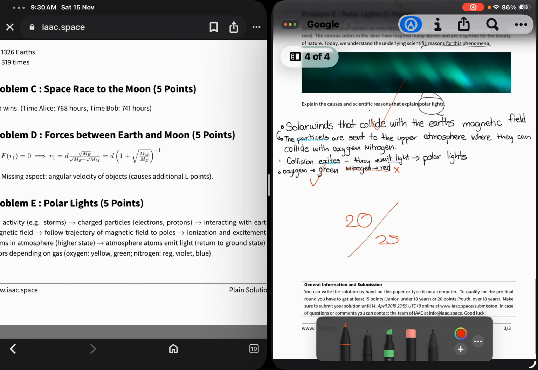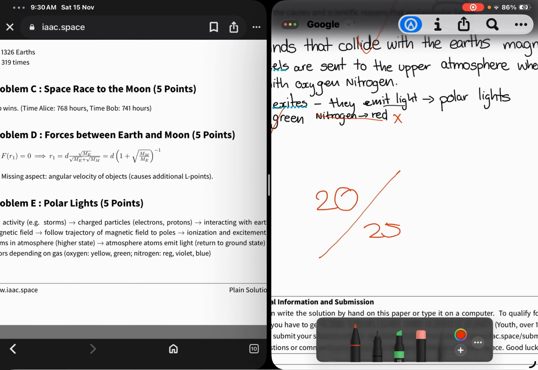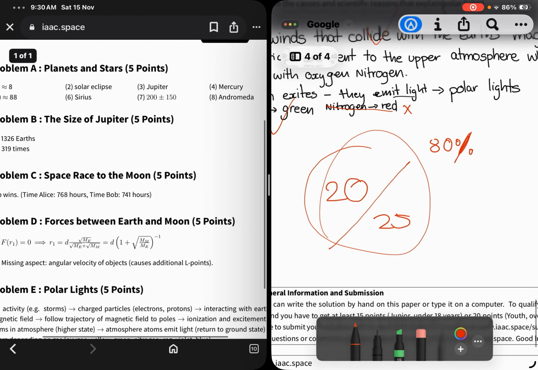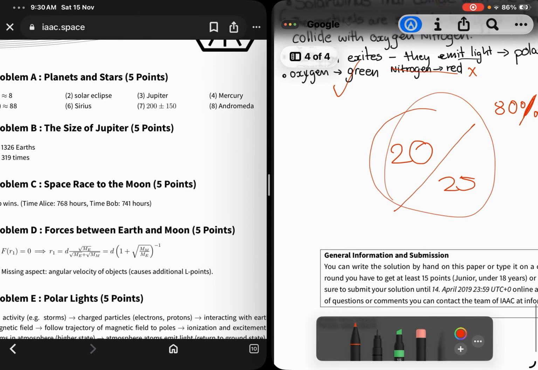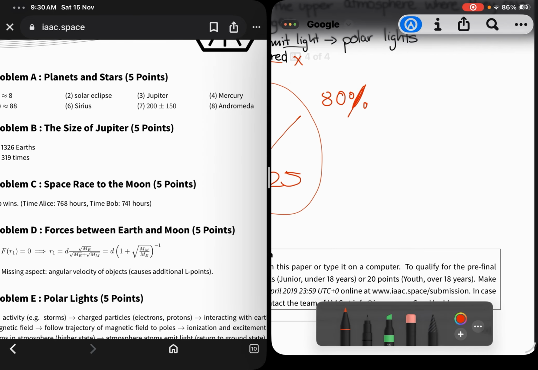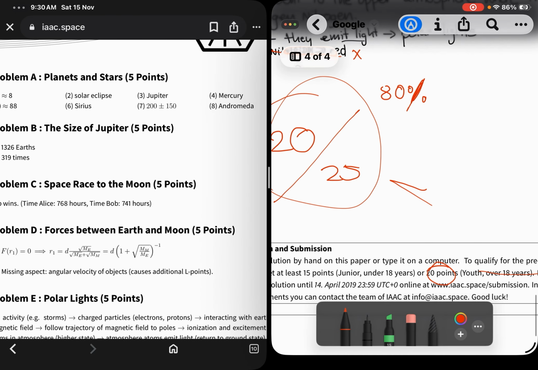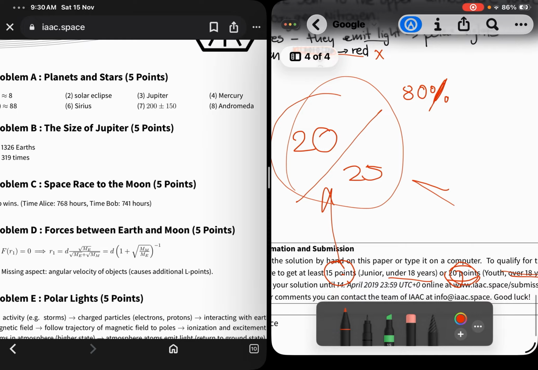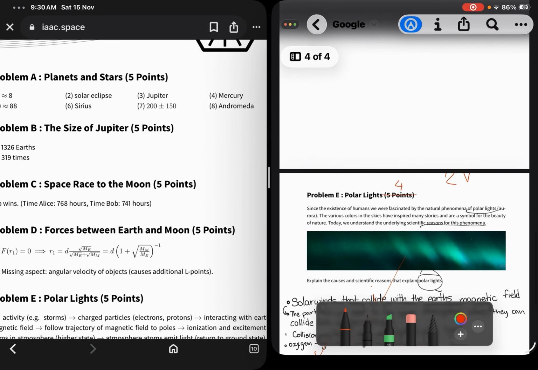So this is for today. Okay, I got 20 out of 25, which as a percentage is about 80%. Remember, at least 15 points are needed. I got 20 points. Since I'm in junior, I'm under 18, so I got way more than 15 points. So I did qualify. And even if I was over 18, I would have qualified because it's 20 points. So I did qualify for the pre-final round, and we'll do that next video.